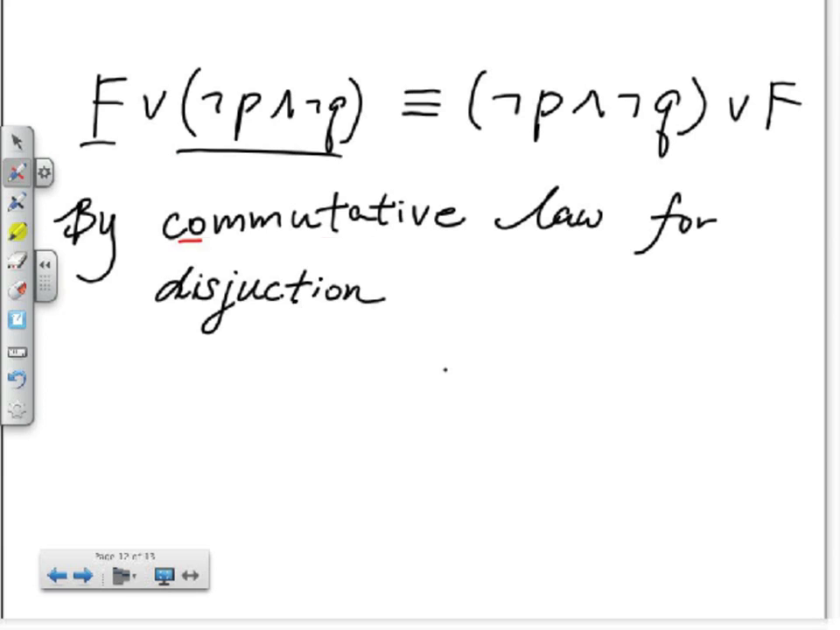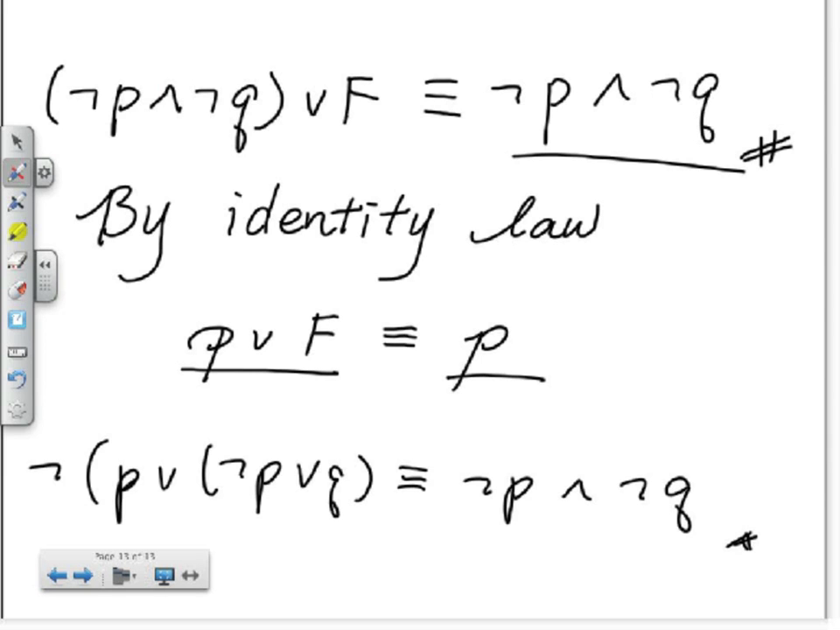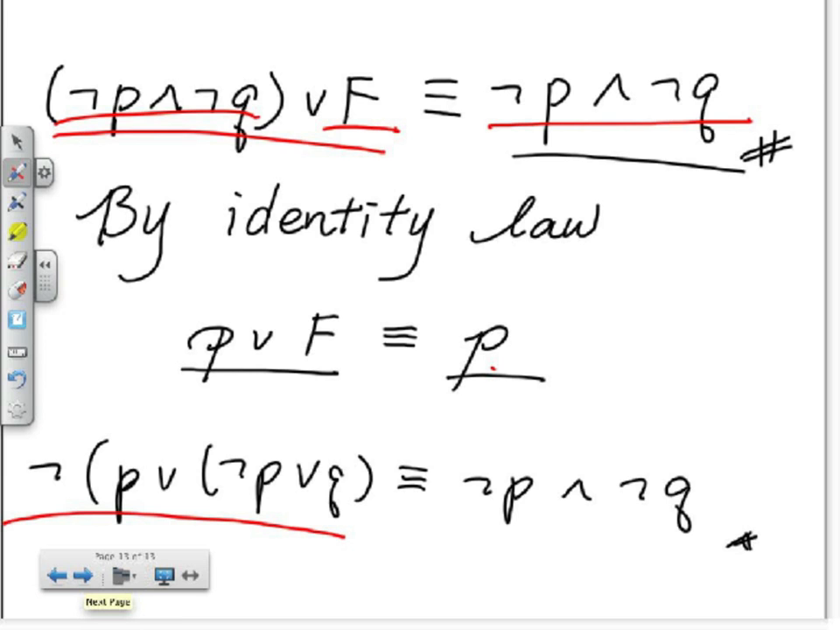Now, we use the commutative law for disjunction to switch the places of these two statements. Now it comes to the statement of not P and not Q, or false. By identity law, we know that P or false is P. That means not P and not Q or false is our conclusion. Now remember, like the beginning of the problem, we want to prove not P and not Q is equivalent to the original statement. So this is our proof.